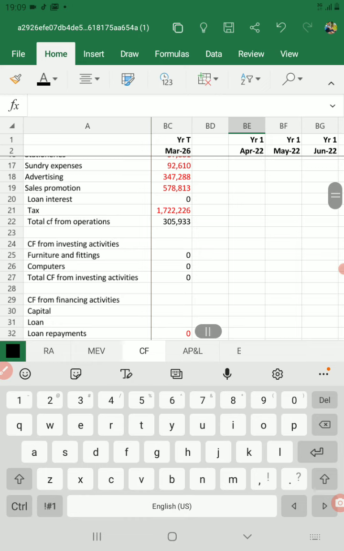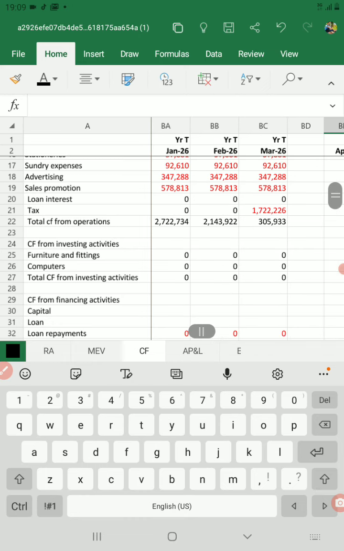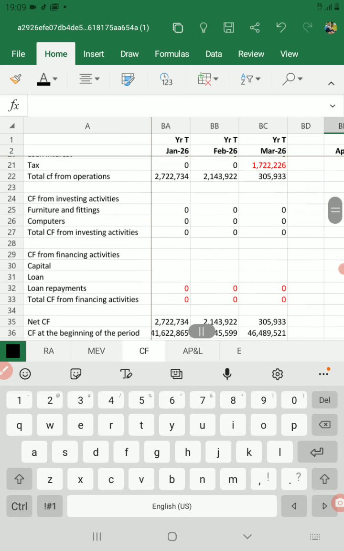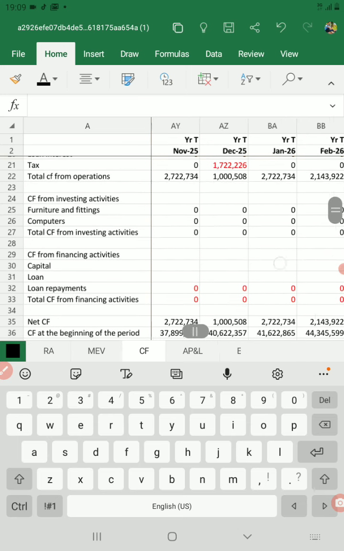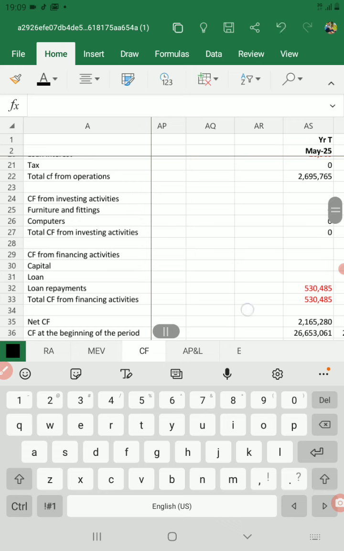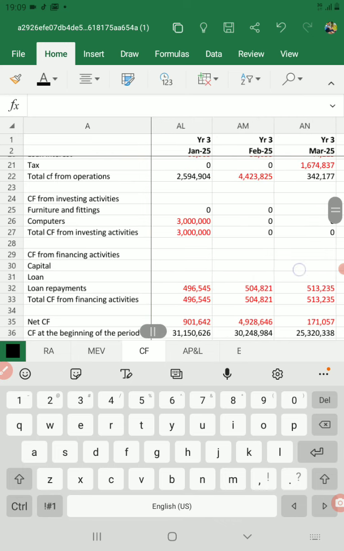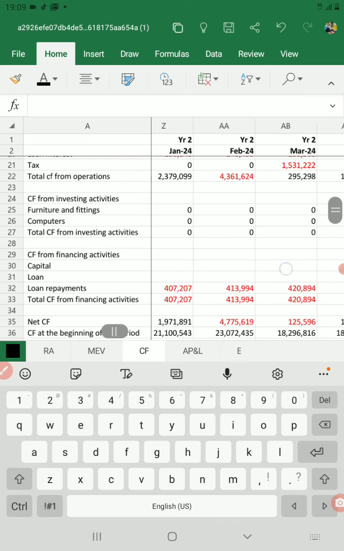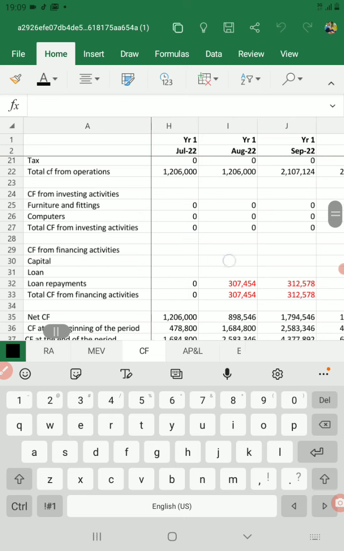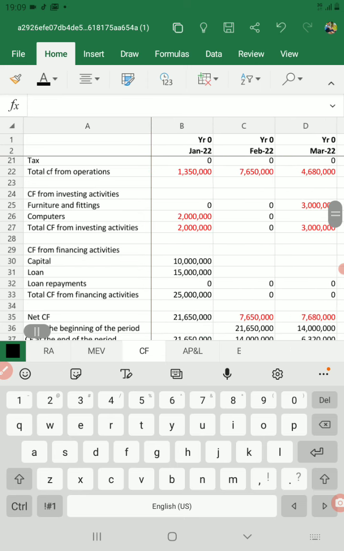Of course, in total cash flow from investing activities we have 0, 0 as you can see. So the same for cash flow from financing activities. Very little transactions are here, and they are not from year 1. If we can go here, we see them at January 22, at the beginning of year 0.